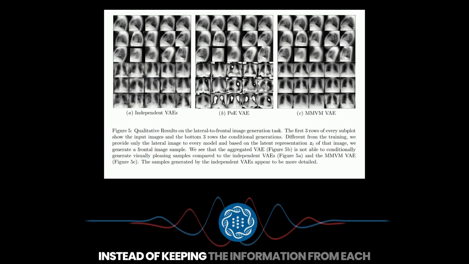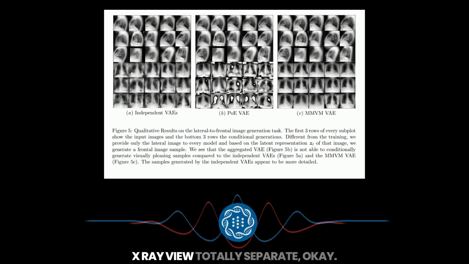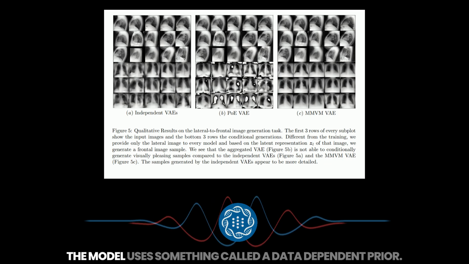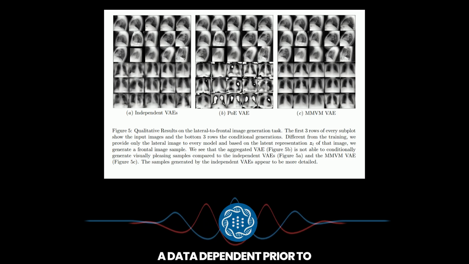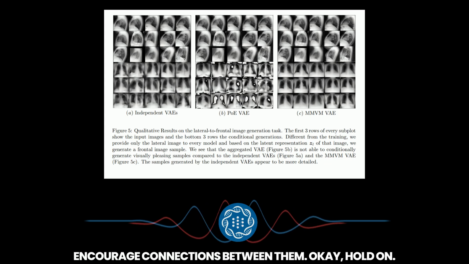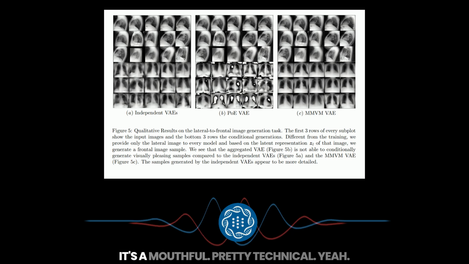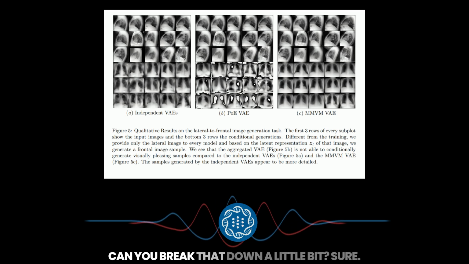Instead of keeping the information from each X-ray view totally separate, the model uses something called a data-dependent prior to encourage connections between them. Okay, hold on. Data-dependent prior, that sounds... It's a mouthful. Pretty technical. Can you break that down a little bit?